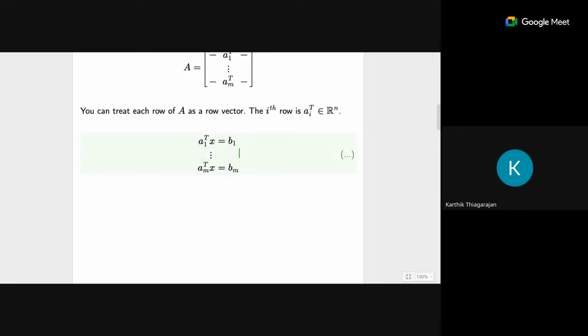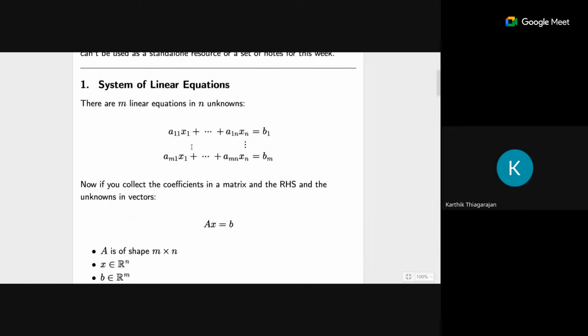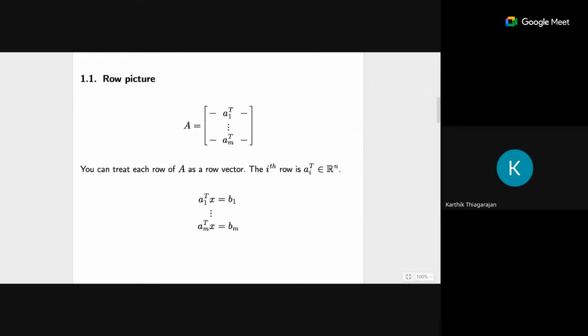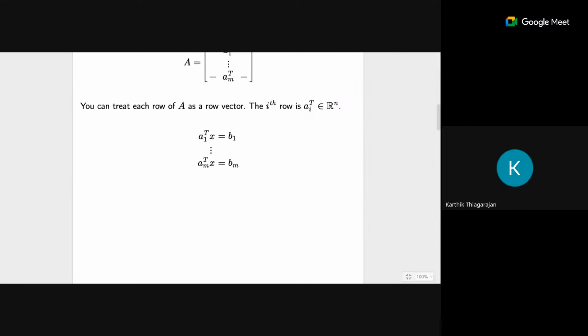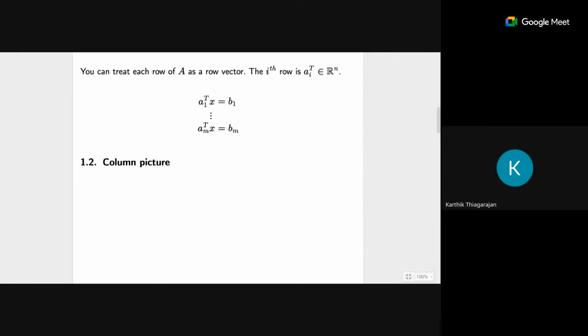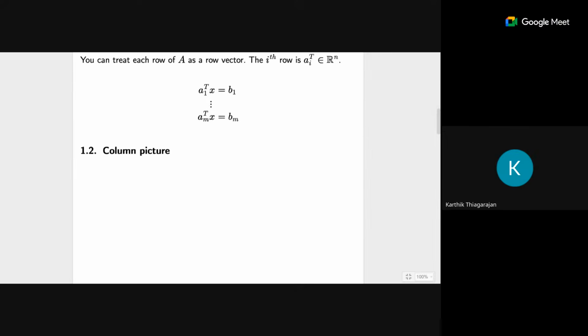Okay, so this is one way of looking at the same system of equations using row vectors in terms of dot products, right? So the left hand side is a bunch of dot products and the right hand side is some component of a vector. So this is one way of looking at it, and I want you to keep this in mind. We'll come back to this later. There is another way, which is the column picture, which is even more interesting because that will help us understand so many things related to solving equations.